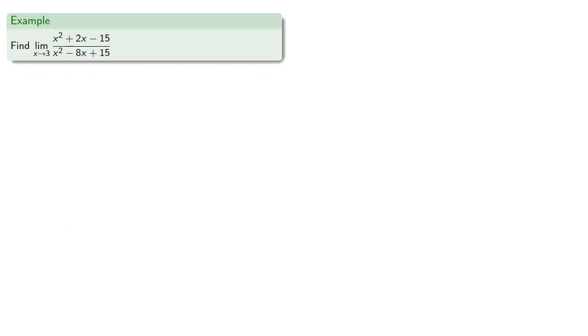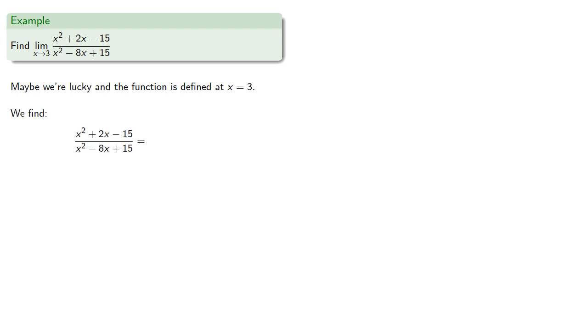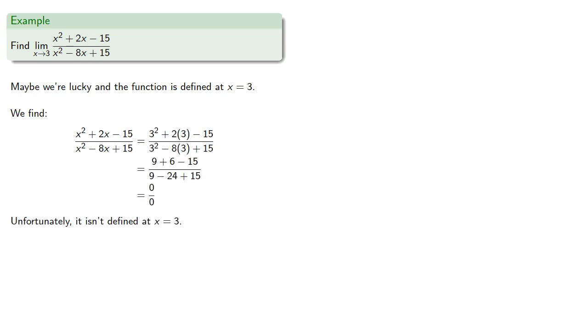So let's find this limit. Now, maybe we're lucky and the function is defined at x equals 3. We find, unfortunately, it isn't defined at x equals 3 because there's a 0 in the denominator. However, it has indeterminate form 0 over 0, so an algebraic simplification may lead to an answer.